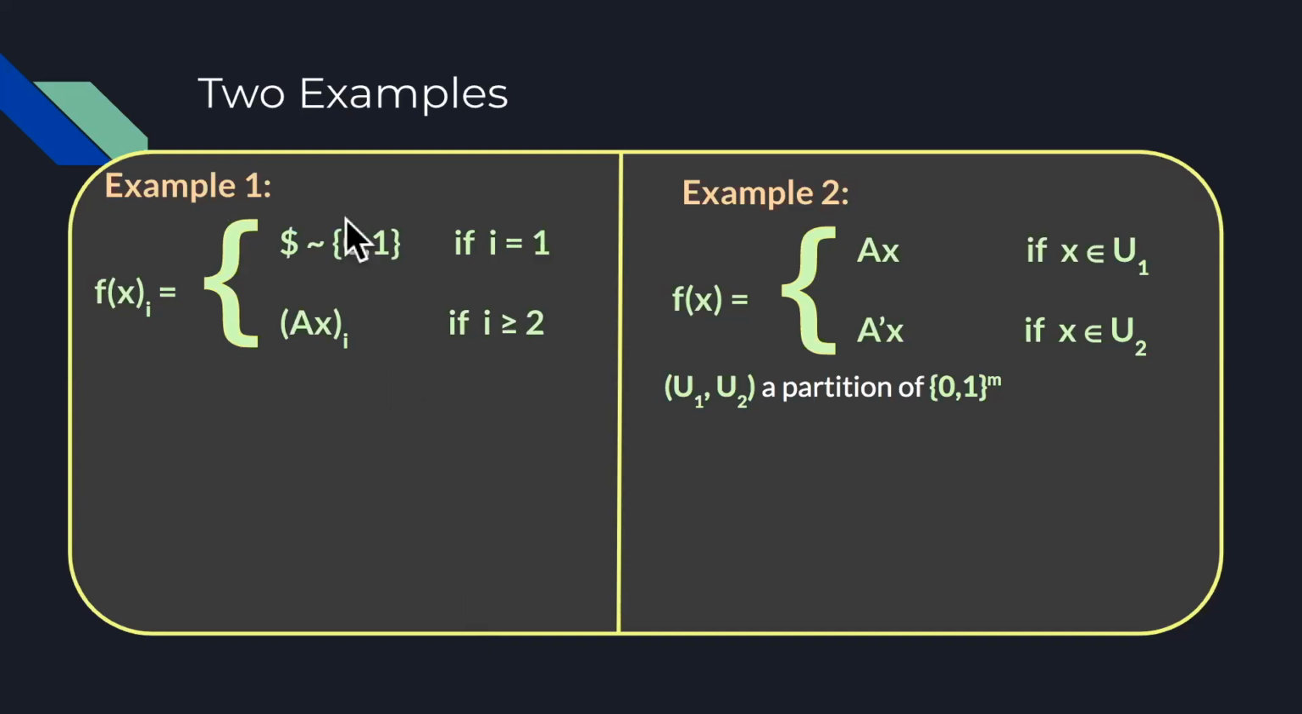This is the one that we've already seen. f of x is just a random bit, and then it's just fully a of x. This is the one where it doesn't work. Remember, I said at the beginning, this is kind of the most annoying counterexample. Let's look at one where it does work.